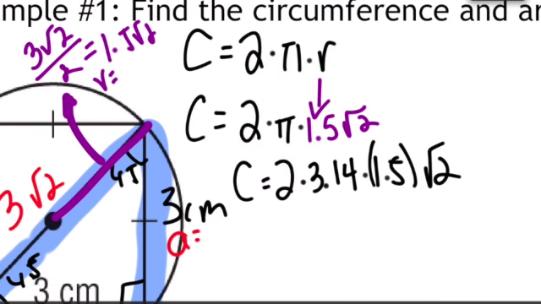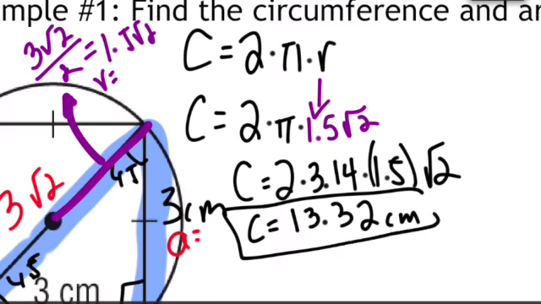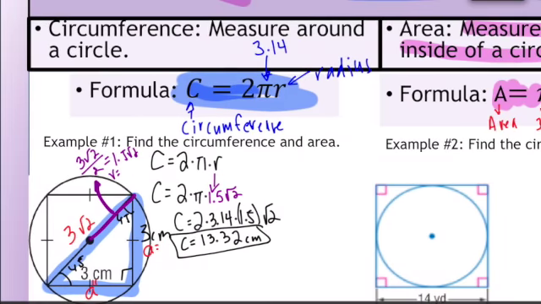So I'm going to do 2 times 3, sorry, let me do that again. 2 times 3.14, then times 1.5, then times radical 2. And I get 13.32 centimeters for the circumference. Okay, now we've got to do the area.